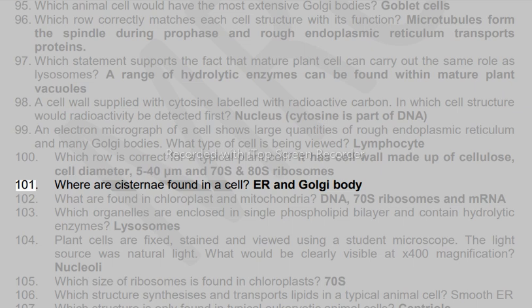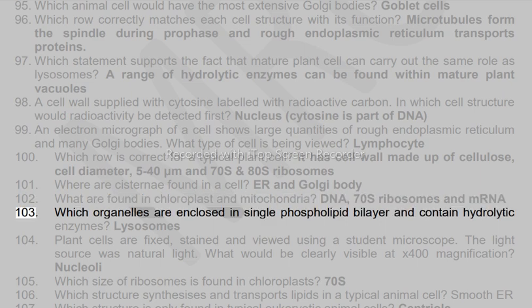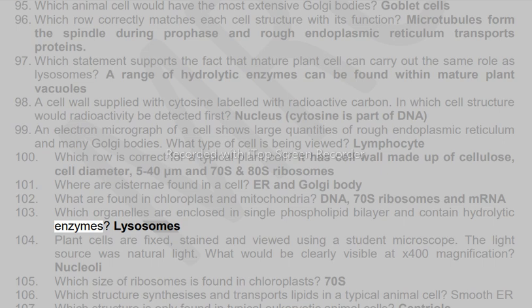101. Where are cisternae found in a cell? ER and Golgi body. 102. What are found in chloroplast and mitochondria? DNA, 70S ribosomes, and mRNA. 103. Which organelles are enclosed in a single phospholipid bilayer and contain hydrolytic enzymes?